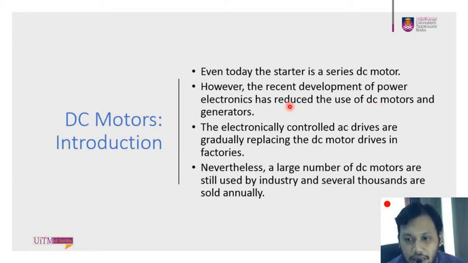However, the recent development of power electronics has reduced the use of DC motors and generators. Electronically controlled AC drives are gradually replacing the DC motor drives in factories. Nevertheless, a large number of DC motors are still used by industry, and several thousands are sold annually.